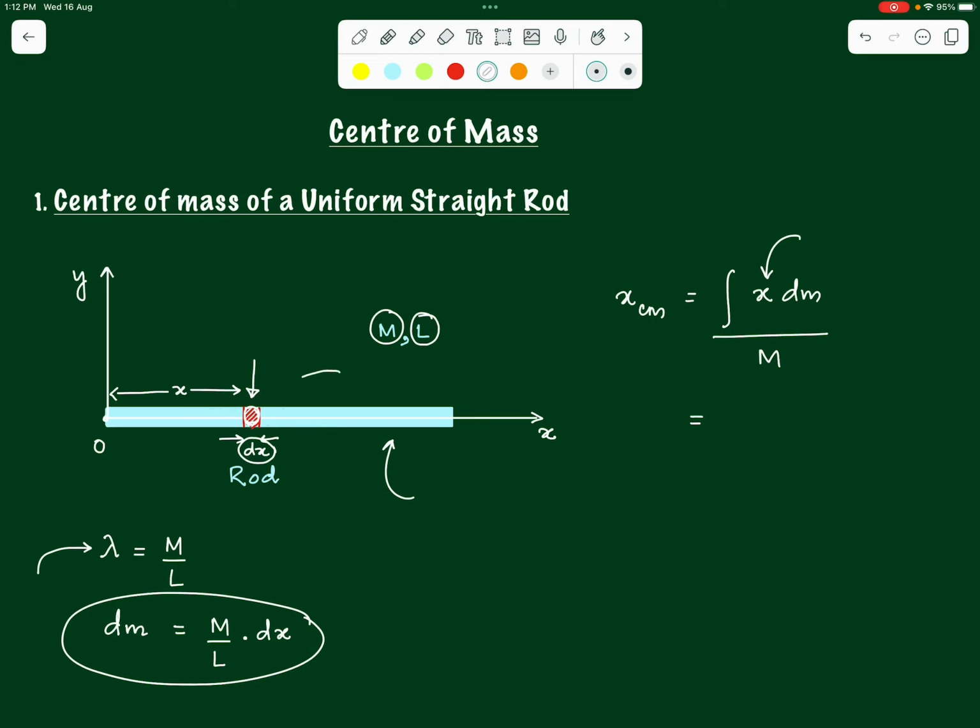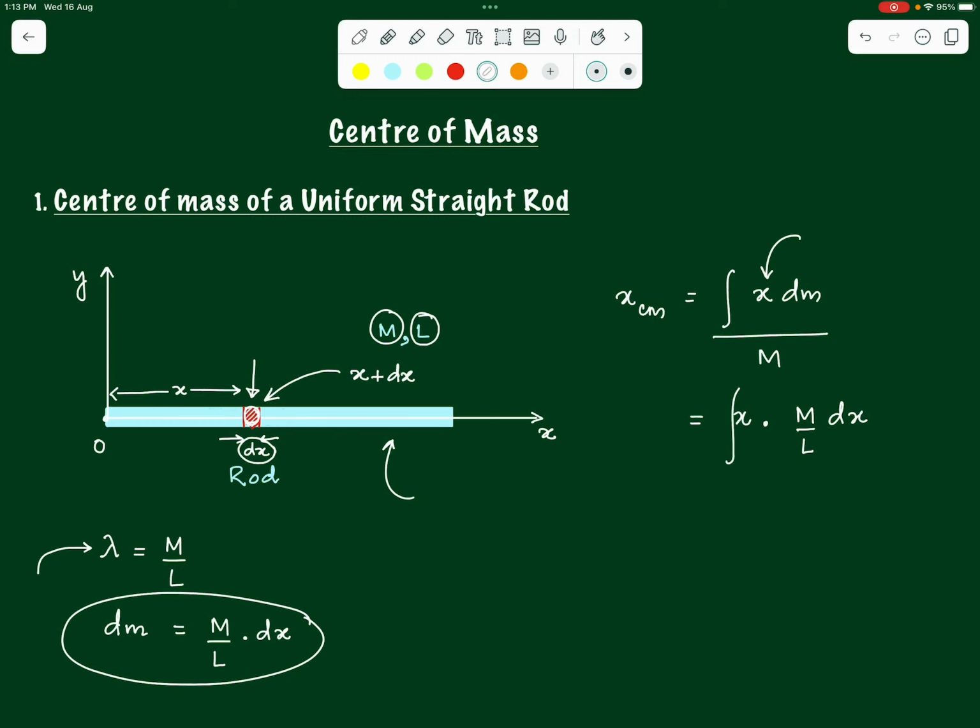Though we have taken only the left end of this element at a distance x, understand that the right end of the element will be at a distance of x plus dx from the origin, right? But since dx is very small, we can assume that this whole element is kept at a position x itself. It won't make much of difference. So we can assume that this whole element is placed at x position, and into that the small mass of this element, which will now be m by L into dx.